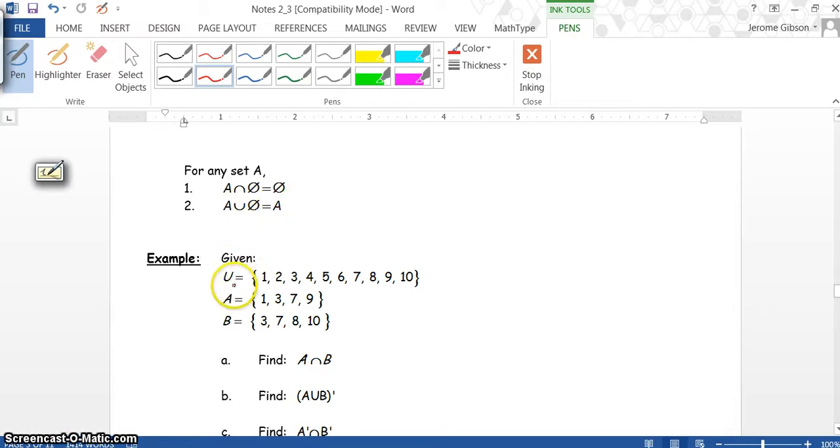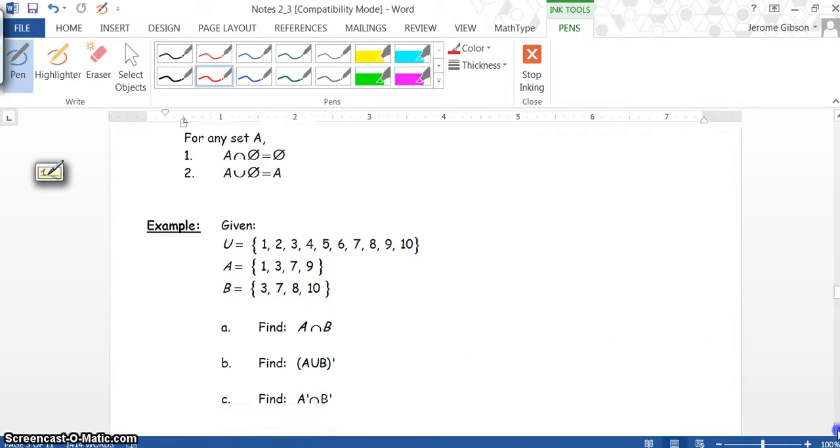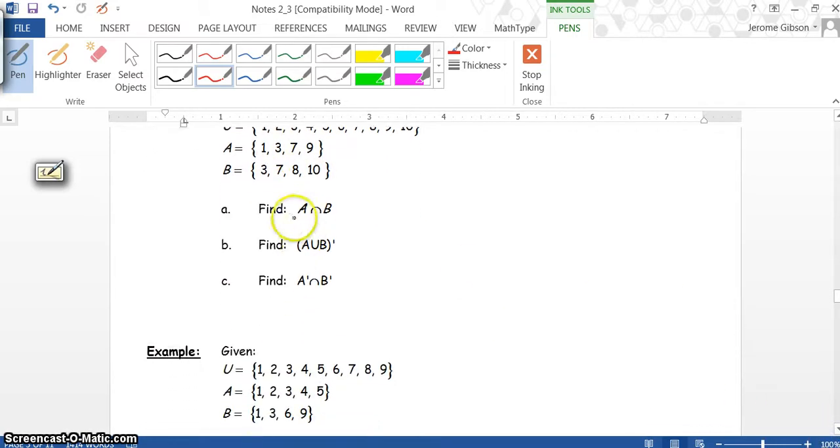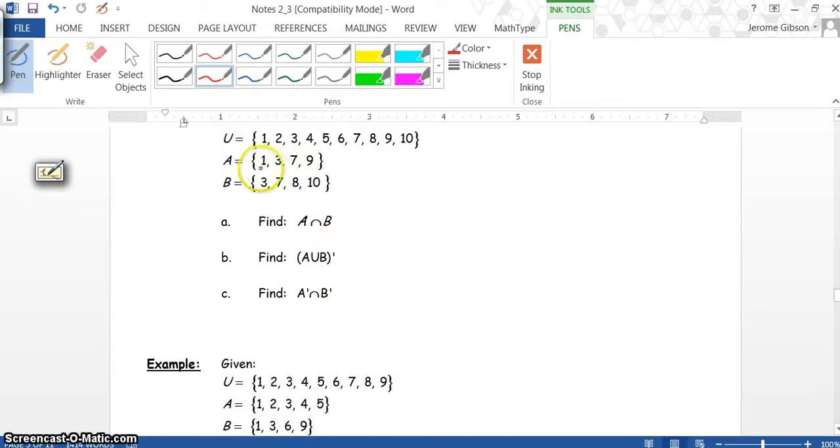Given, we have U is equal to 1 through 10, A is equal to 1, 3, 7, 9, and B is equal to 3, 7, 8, 10. So now, we have A intersect B. So we look here. The only elements that they have in common are 3 and 7. So our answer here would be 3, 7.